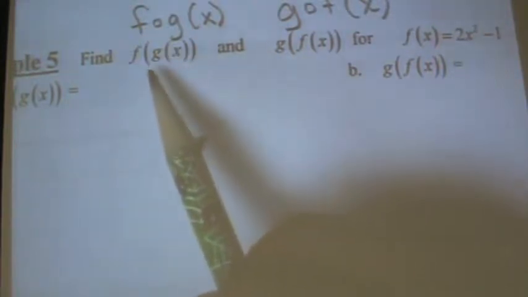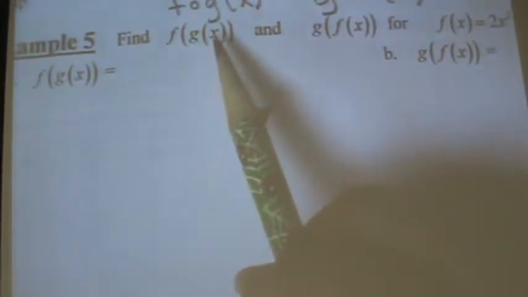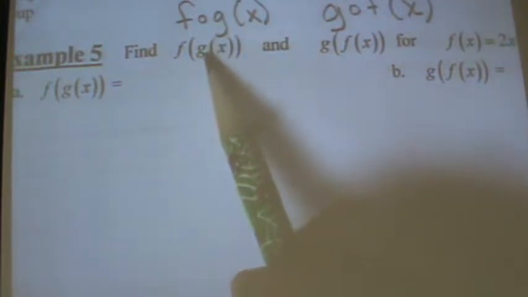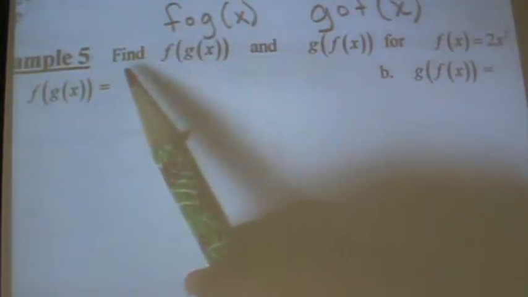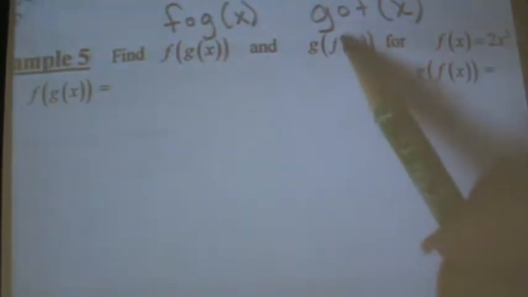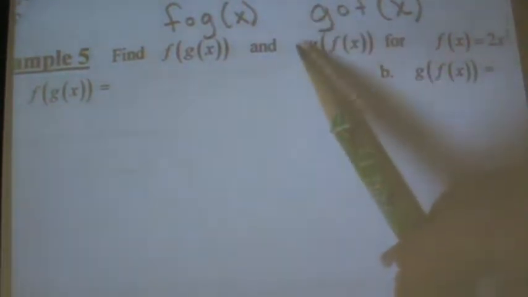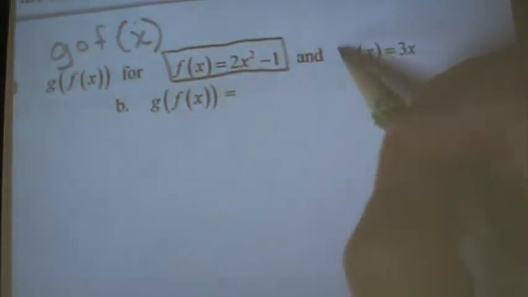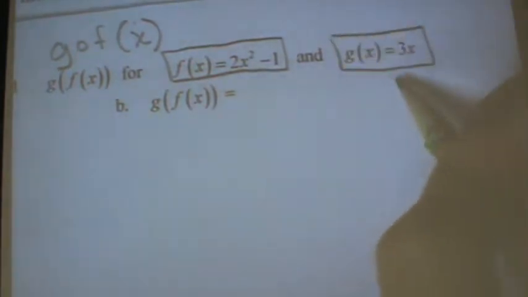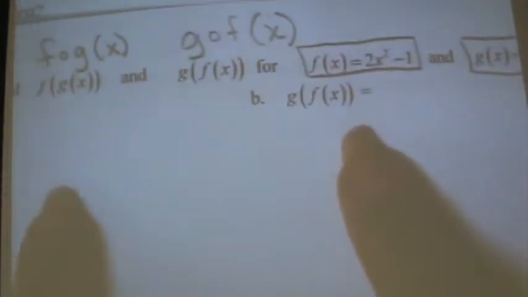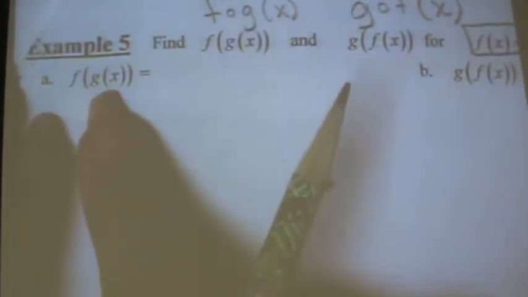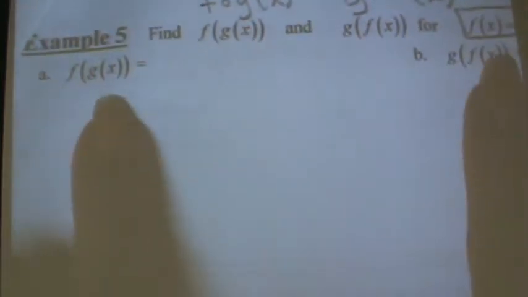This composition means you're plugging x first into the g function and the result goes into the f function. Versus this one, you're plugging x into the f function and then the result goes into the g function. Now, what's the definition of the f and the g function? For this particular problem, the f function is 2x squared minus 1, and the g function is 3 times x. So let's see what we get. These are 2 totally different problems, and you really have to pay attention to the order of how it's written. These are 2 different answers.